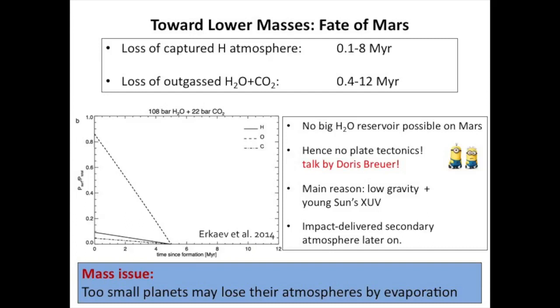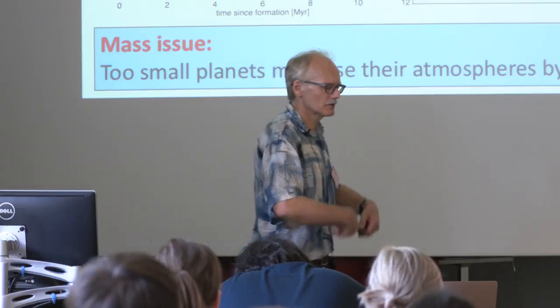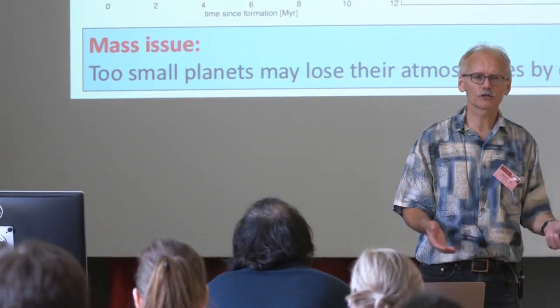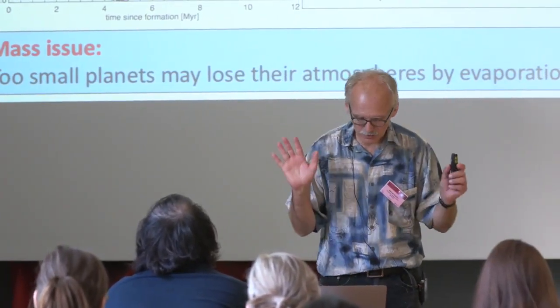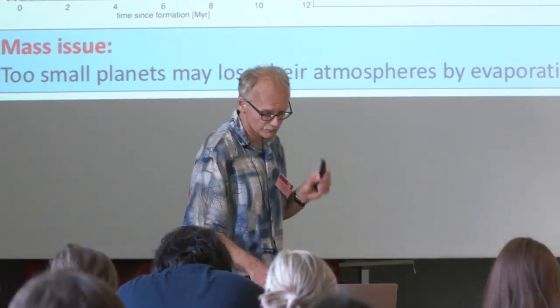It erodes it. So Mars very likely cannot keep a big water reservoir, at least initially, because it all goes away. There's probably no plate tectonics because of that. We heard that yesterday in Doris Breuer's talk. It's the low gravity and the young sun's XUV radiation. Of course, if there's delivery of an atmosphere of volatiles later on by meteorites and comets and whatever, yes, you can rebuild an atmosphere, but here it's very difficult to keep it.